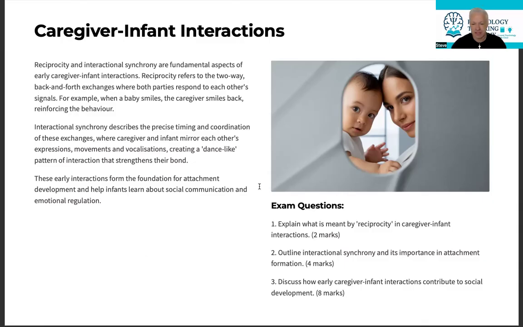So these are behaviors that help to form that attachment bond. Now, a bond you can have straight away with the baby, whereas an attachment takes time to develop. So the caregiver-infant interactions are ways that help to create that bond and then ultimately form an attachment.